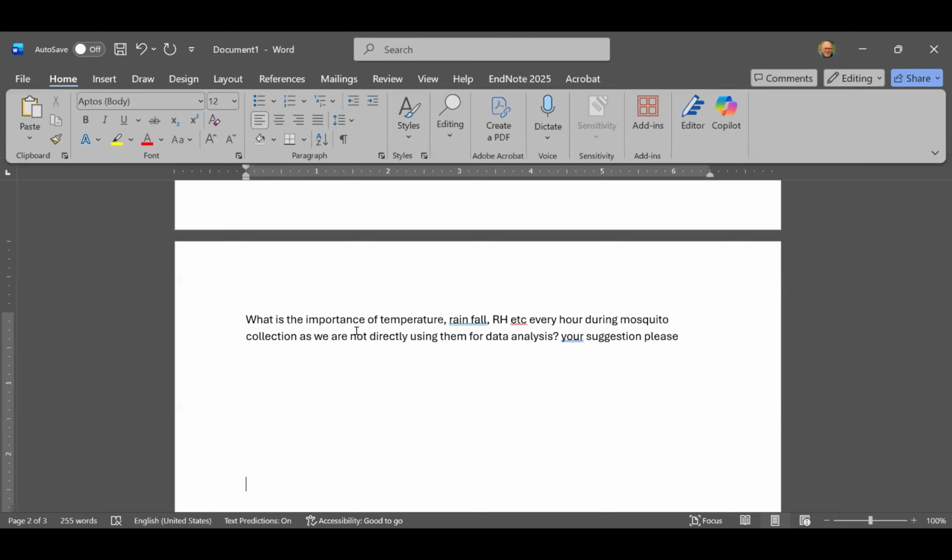Neil, do you want to comment further? Yeah, you're right, Leo. Temperature, rainfall, relative humidity, wind speed impact mosquito biting rates. They impact mosquito behavior. You're right.